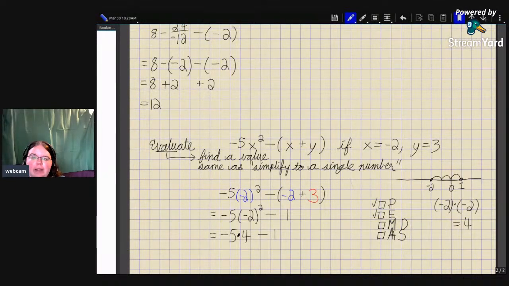Okay, so now multiplication and division. I see we've got a multiplication here. So -5 times 4. Well, 5 times 4 is 20. Negative times positive is negative. And then copy in the rest of the problem around it. And we've done our multiplication and division step.